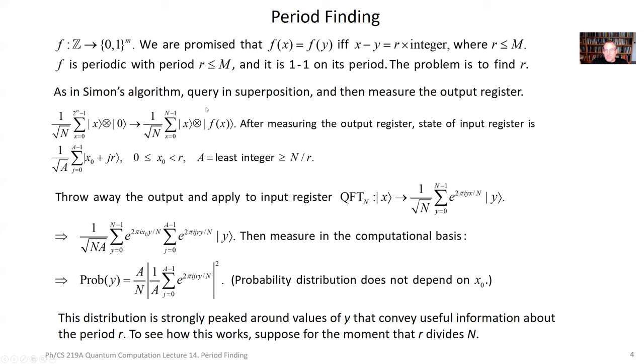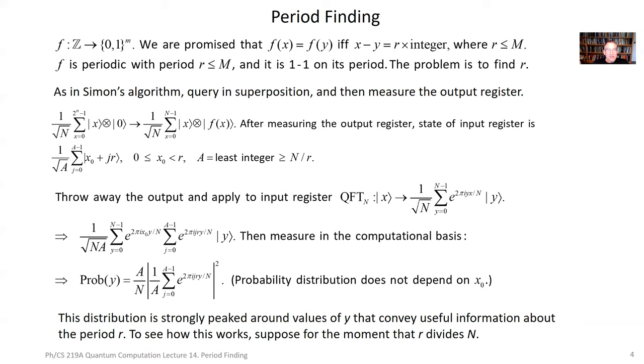And then we can imagine that we measure the output register. Just like with Simon's problem, whether we really measure it or not doesn't matter, because we're not going to use any information that we gain when we do the measurement. So we might as well do the measurement and throw the answer away, but that's really just the same thing as tracing out the answer register. And then we get a mixed state in the input register, whether we measure or not. But for the purpose of describing how it works, it's convenient to imagine that we actually do measure.